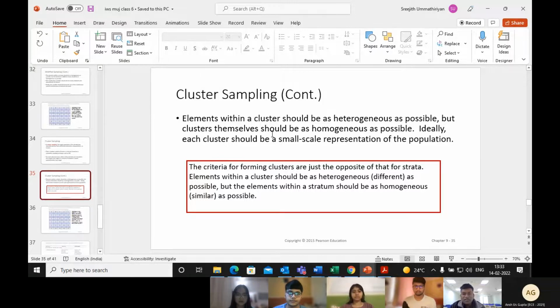The criteria for forming clusters are just the opposite of that of strata. Elements within the cluster should be as heterogeneous as possible, whereas the elements within a stratum will be homogeneous. If you say one stratum, say all the postgraduates are alike. Or if you look at gender, all the girls are deemed to be alike. Right. So therefore, in a lot of ways, cluster sampling and stratified sampling are seen as opposites or inverses of each other.